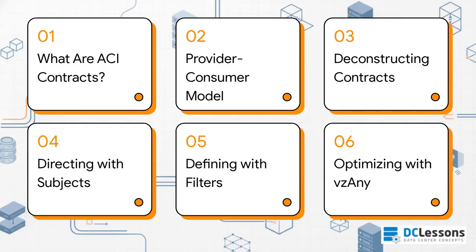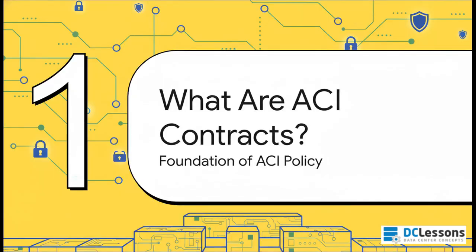All right, so here's what we've got on tap. We're going to start with what contracts are, then get our heads around the provider-consumer model. After that, we'll deconstruct a contract, see how subjects direct traffic, how filters define the rules, and we'll wrap it all up with a seriously cool optimization tool called vZeni. All right, let's jump right in.